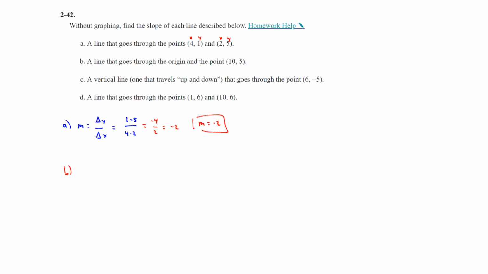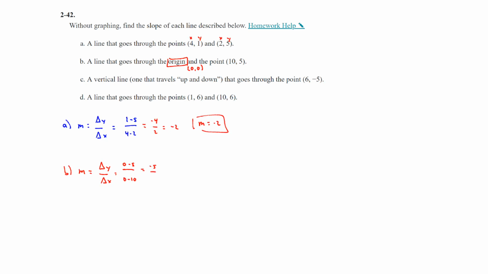On part B, a line goes through the origin and the point (10, 5). Now, it says the word origin, but it doesn't give the ordered pair, so we have to know and understand that the origin is the intersection of the x and the y-axis at (0, 0). So once again, we'll do the change of y over the change of x. So we subtract our y values, so 0 minus 5 over 0 minus 10, that's the change of x.